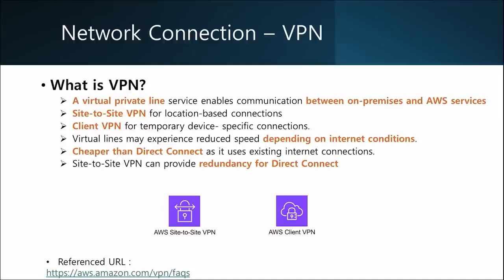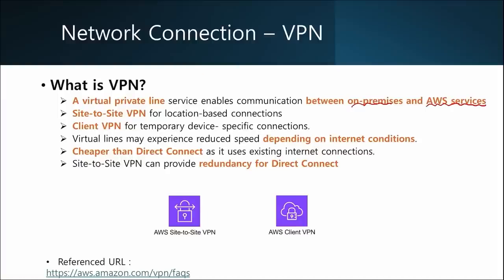Next is VPN. VPN is a service that is often compared to Direct Connect, which we learned about earlier. This VPN is a service that creates a virtual network which can be used like a dedicated line on top of the existing internet without actually installing a dedicated line. So, it is a service that enables on-premises and AWS services to be connected.